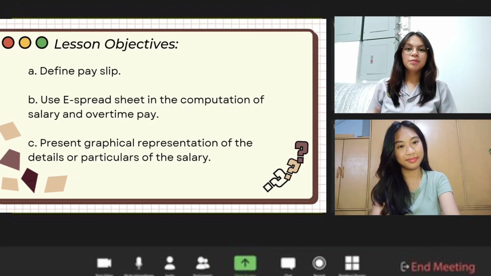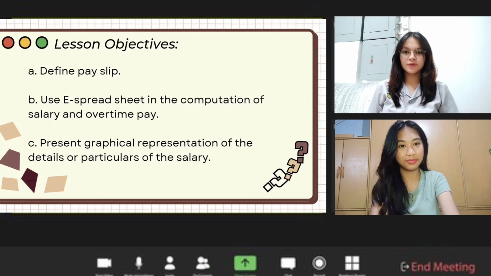Hi everyone! Before we go to the lesson, let us first know the objectives of this lesson. So here are the lesson objectives. A. Define payslip. B. Use a spreadsheet in the computation of salary and overtime pay. And for the last objective, present graphical representation of the details or particulars of the salary.